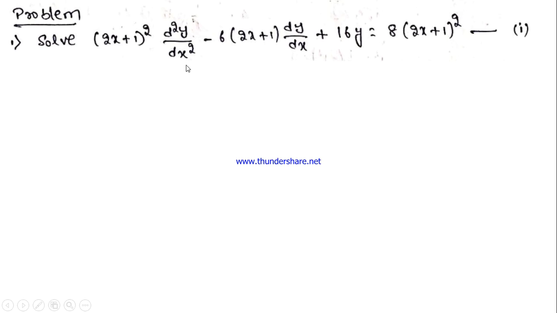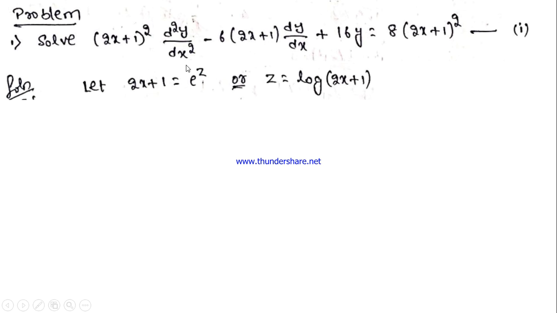It is a second order Legendre's equation. Now how to solve this? We know the first step is done, identification. Second step is transformation. The role of ax plus b is played by 2x plus 1 now, that is equal to e power z, or z becomes log of 2x plus 1 for us.